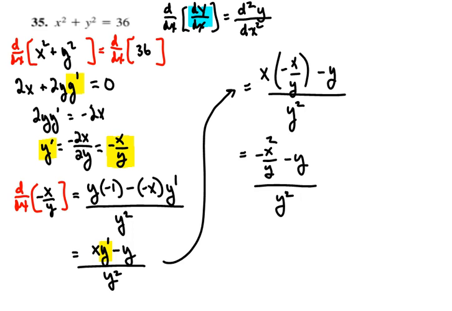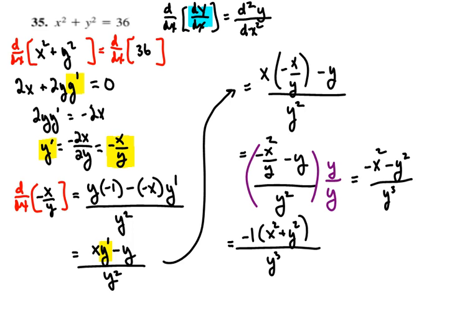And I shouldn't leave a fraction within a fraction. The easiest way to handle this would be to multiply top and bottom by y. Just make sure you distribute the y in the numerator to both terms. And so in the first term, the y's will cancel and we'll get negative x squared. Then distributing the y, we're going to get negative y squared. And that's all over y cubed. Now we can factor out a negative 1 from the numerator, and we have negative 1 times the quantity x squared plus y squared over y cubed.